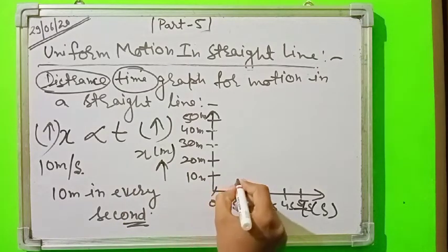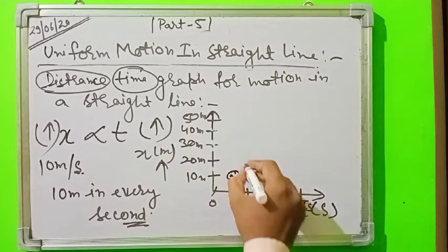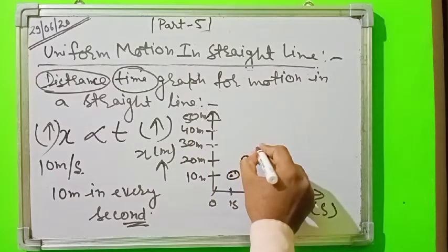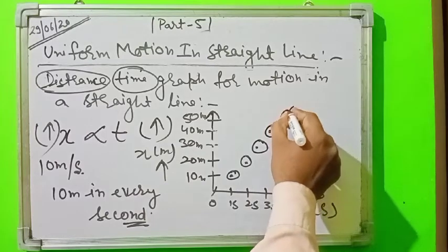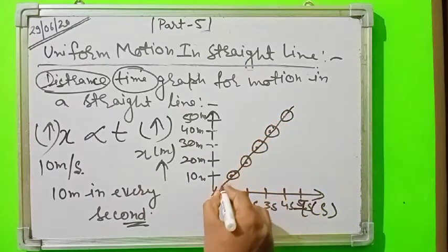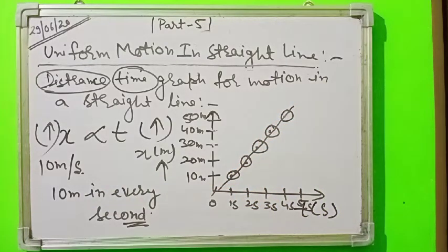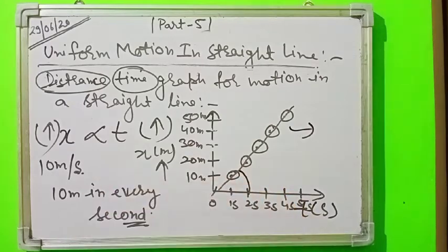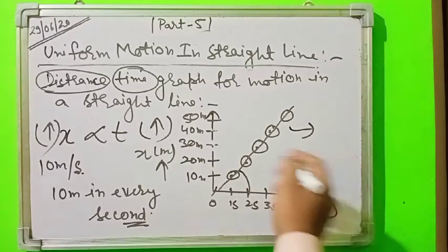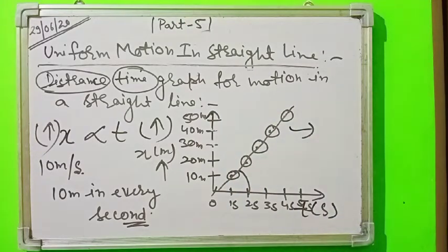In the first second, the object covers a distance of 10 meters, in the second 20 meters, in the third second 30 meters, in the fourth second 40 meters, in the fifth second 50 meters. So what have you observed? What type of graph did you get? You got a graph having a constant slope, making an angle theta, and this is a straight line graph.